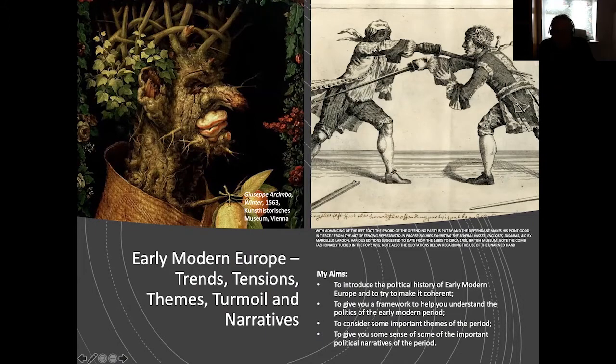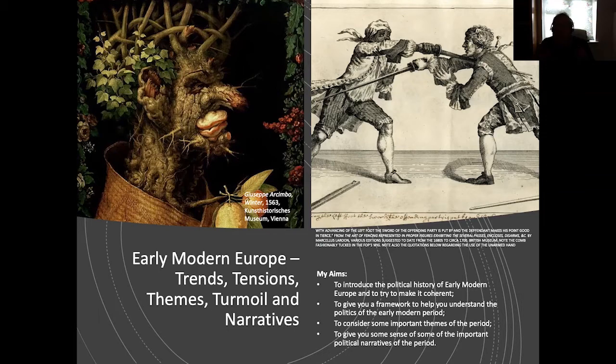So if I move on to the second slide. All right, so there are 4 things I want to do. I want to introduce you to the political history of the early modern Europe and try to make it coherent. To give you a framework, if you like, to understand its politics. In other words, not just a narrative story, but why it was like it was. And obviously to consider some important themes of the period. And to give you some sense of some of the important narratives, in other words, the kind of stories. I'm going to start with that first.